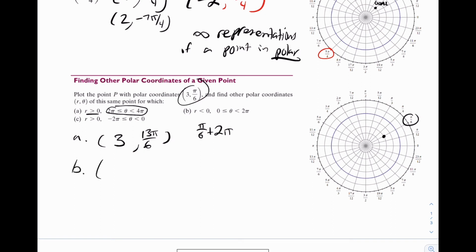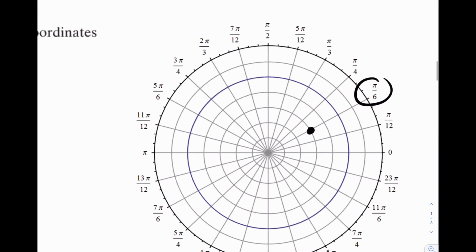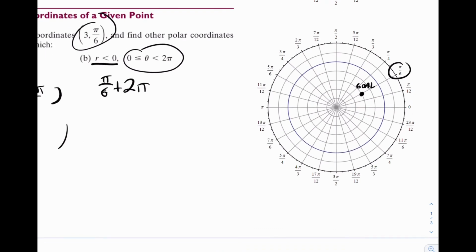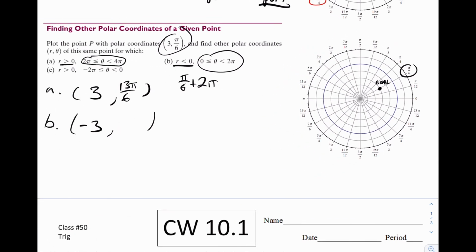B, it says r is negative, so let's make that negative 3. But theta is positive. So we have to figure out how to get to this point right here. This is our goal. How do we get to that point if we're going to walk in the opposite direction, but still rotating the normal way? Well, you'd have to rotate all the way to here, 7 pi over 6, because then if you're looking at this direction, negative would shoot you in the opposite direction. So that must be 7 pi over 6.